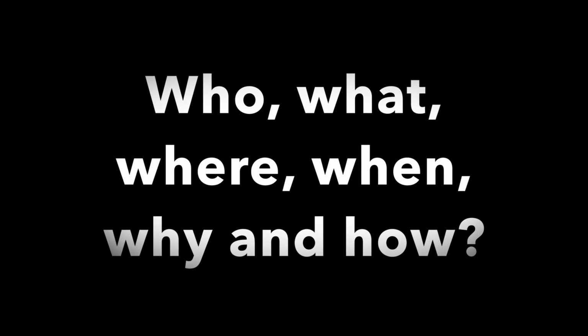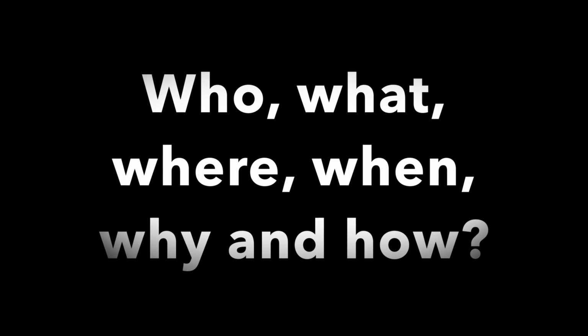Here's a quick lesson in how to write a concise story for the web. Journalists will all be familiar with the 6 W's in the inverted pyramid of news, but I'll explain them quickly. The 6 W's are who, what, where, when, why, and how.